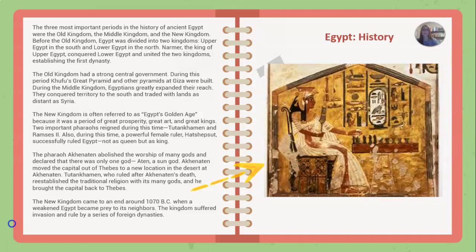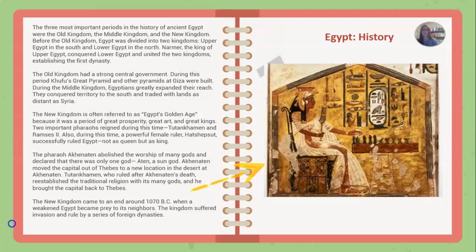The pharaoh Akhenaten abolished the worship of many gods and declared that there was only one god, Aten, a sun god. Akhenaten moved the capital from Thebes to a new location in the desert at Akhenaten. Tutankhamun, who ruled after Akhenaten's death, re-established the traditional religion with its many gods, and he brought the capital back to Thebes.